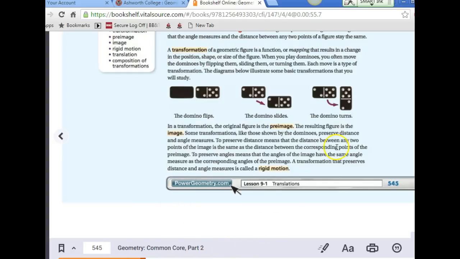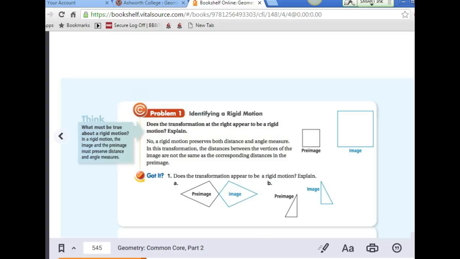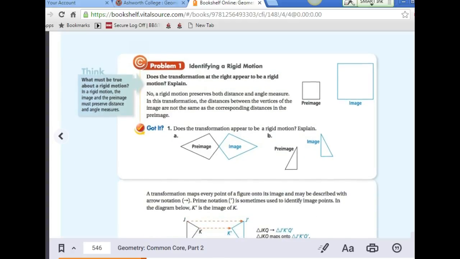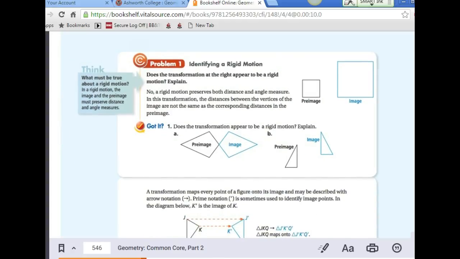So, let's flip over and look at problem number 1 here. Does the transformation at the right appear to be a rigid motion? Explain. Well, if I look at that and then that, notice that this is much bigger. It does have the same shape as the original one, but this one is much bigger than this one. And so that's why the answer here says no, a rigid motion preserves both distance and angle measure.